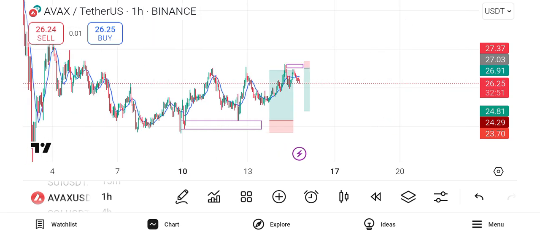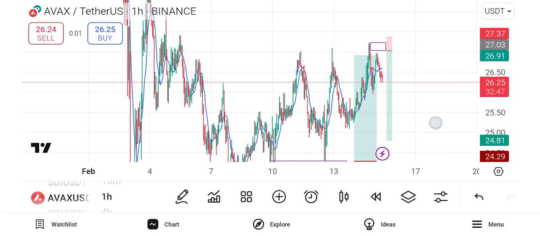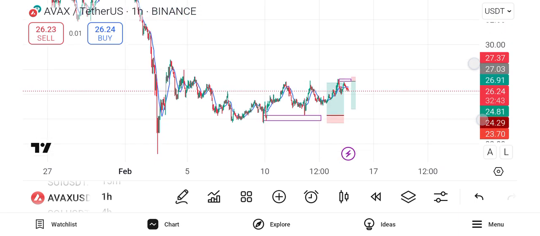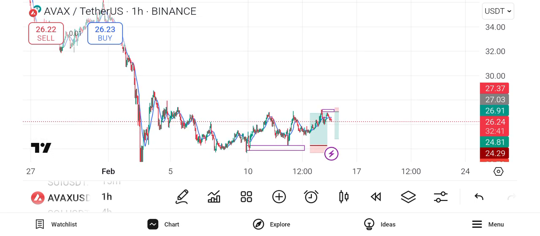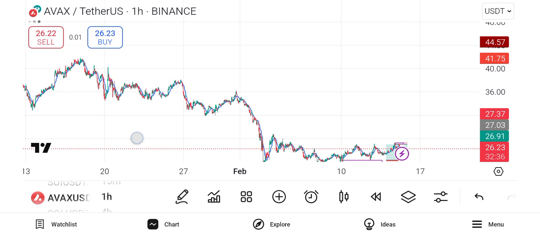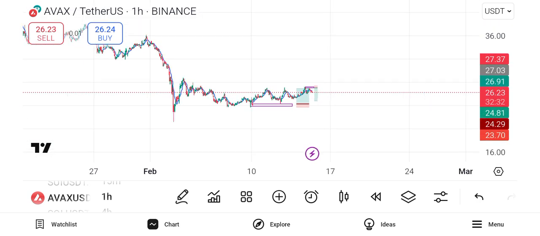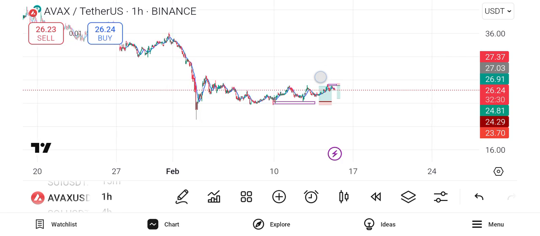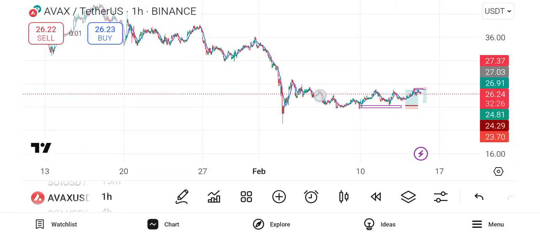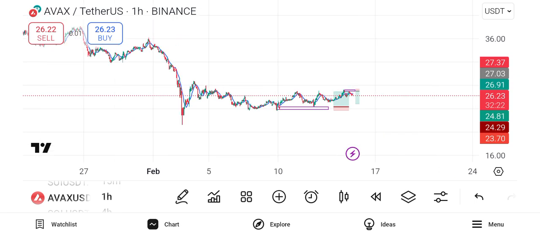AVAX, you can see this. Okay, let me not call it. You can see the candlesticks. Well, first thing first is that you look where the market is going. You see that the market is making a downtrend, up to this point where the market is consolidating, up to this point.